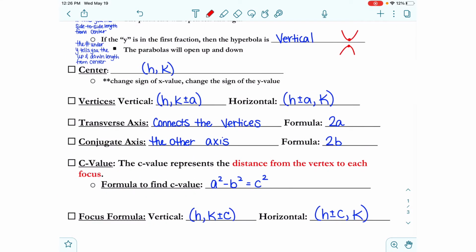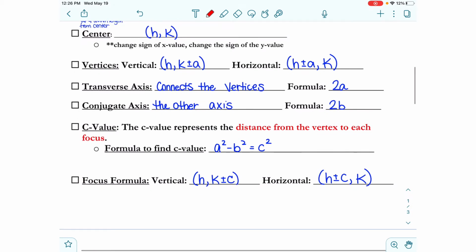There are two axes, like the major and minor, but they are called the transverse axis and the conjugate axis. The transverse axis connects the vertices of the parabolas. The formula for that is 2a. The conjugate axis is the other axis. It's perpendicular to the transverse, and the formula for that is 2b. I will talk about those when we graph once again.